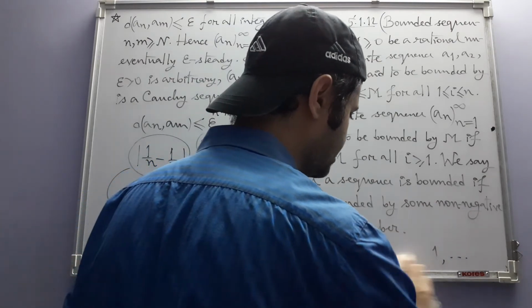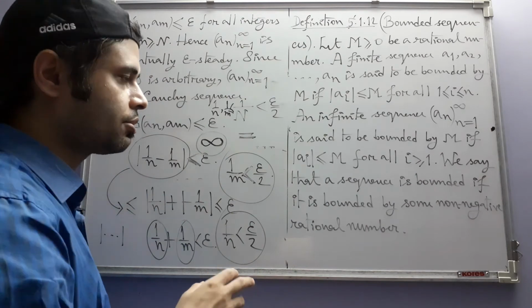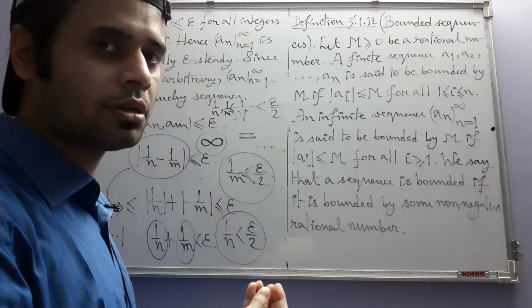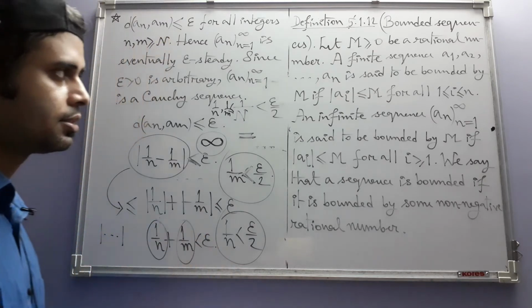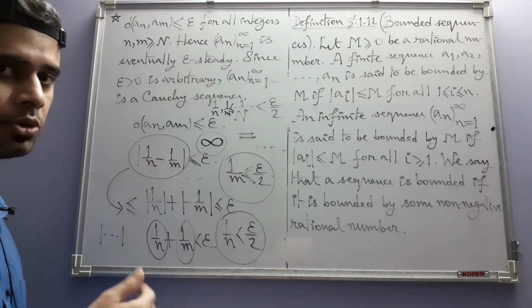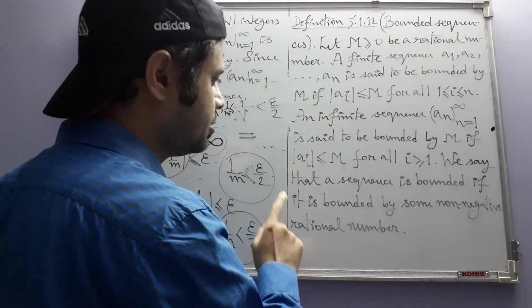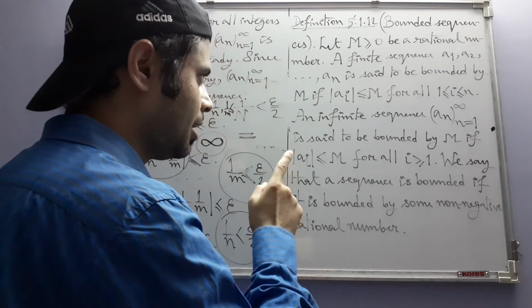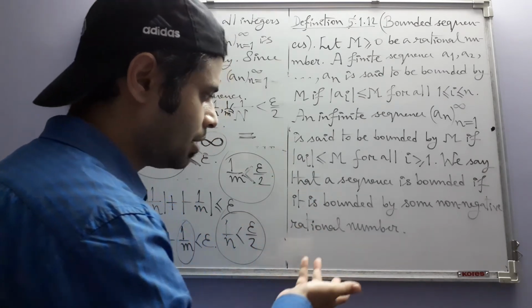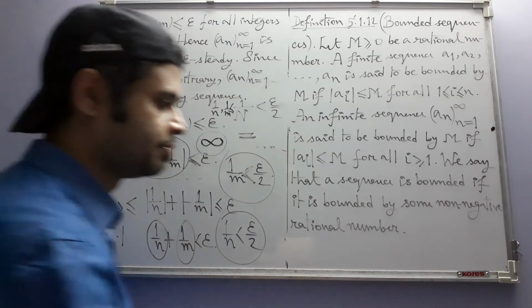So the definition simply says that if you have a finite sequence or an infinite sequence, and if the absolute values of all the terms of such a sequence are less than or equal to some non-negative rational number, then we say that the sequence is bounded by that rational number, and any such sequence is said to be bounded if it is bounded by some non-negative rational number.